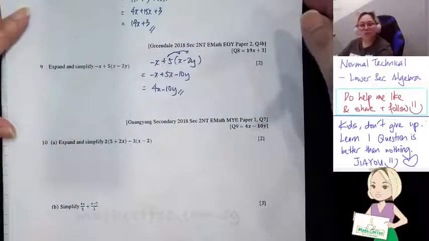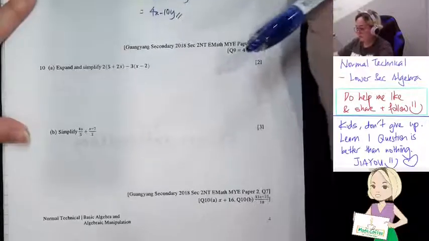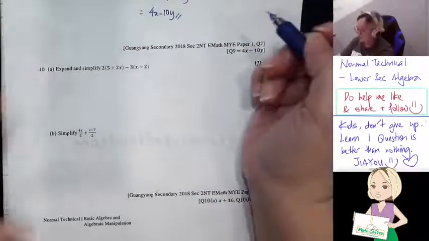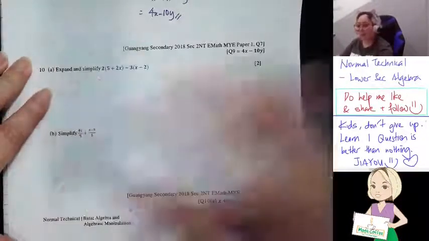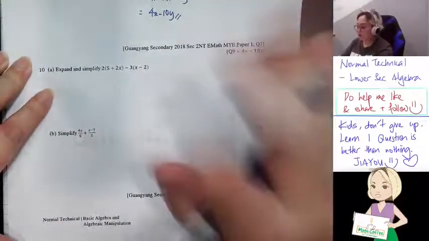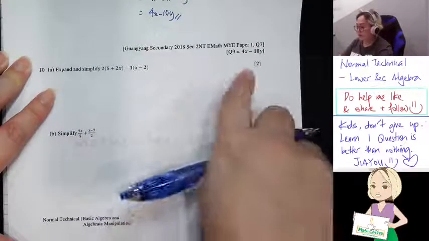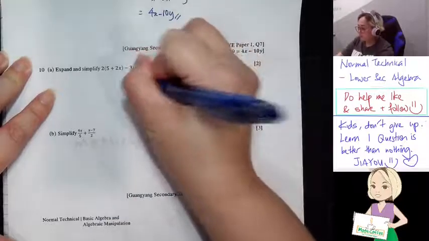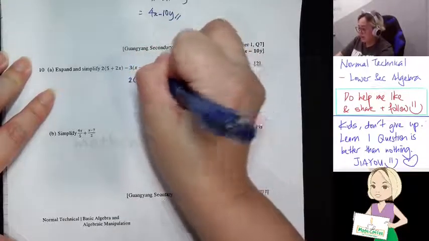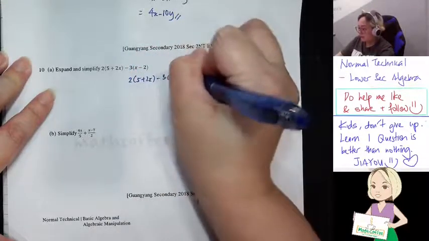Okay, so let's move on to the next. Expand and simplify. So you see, for normal tech students, even normal academic, even express, you also learn all these things. So this is 2 marks. So we're going to do 2 times 5 plus 2x, minus 3 times x minus 2.